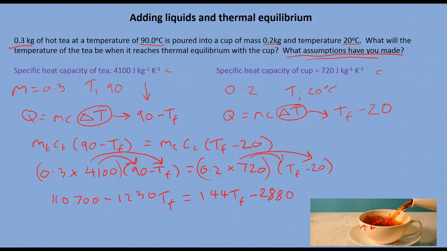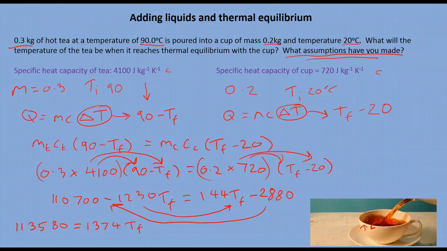Now if I collect like terms, the minus TF on this side becomes plus TF, and the minus 2880 on this side becomes plus 2880, and I end up getting 113,580 is equal to 1,374 times the final temperature. If I divide that by that, I get that my final temperature TF is equal to 82.7 degrees C.